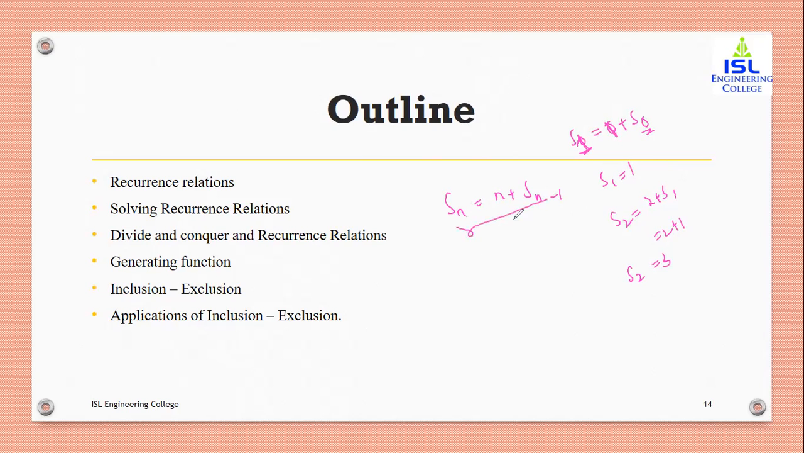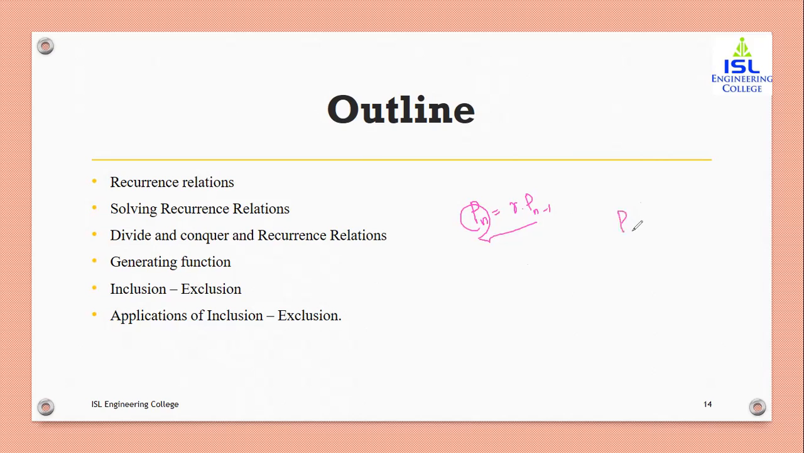What are we doing over here? Sn is the sum of the previous sum, n minus 1, plus the current number. Similarly, if we have a geometric progression, it is also a recurrence relation. That is, Pn is equal to r into Pn minus 1. It is a recurrence relation where Pn is the nth term of the geometric progression with common ratio r.